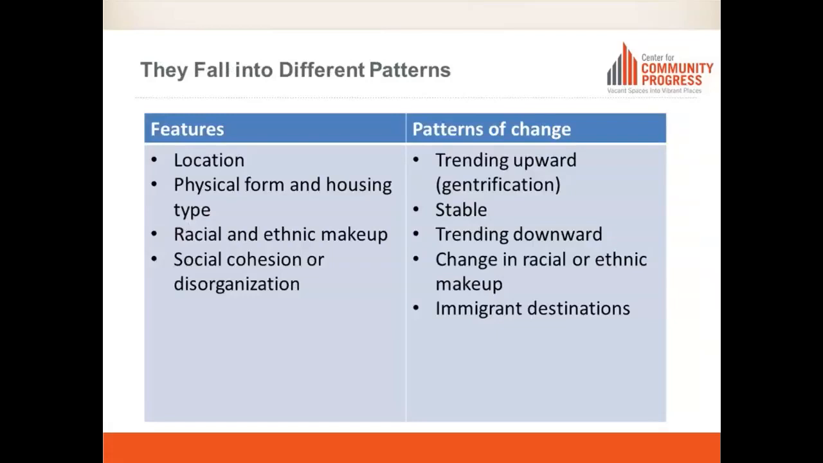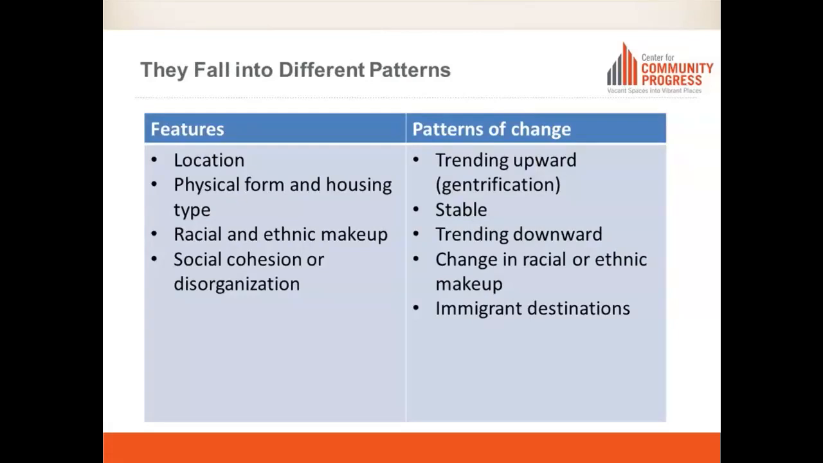Now, again, they fall into very different patterns. As I indicated before, they vary by location, they vary by physical form and housing type, they vary in their racial or ethnic makeup, and they obviously vary in terms of the level of social cohesion or disorganization that characterizes them.